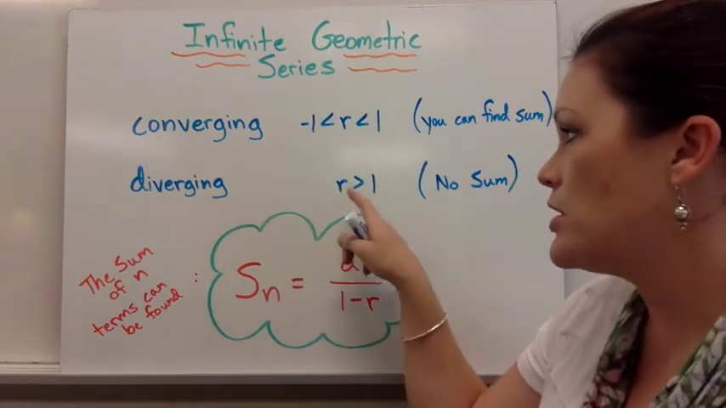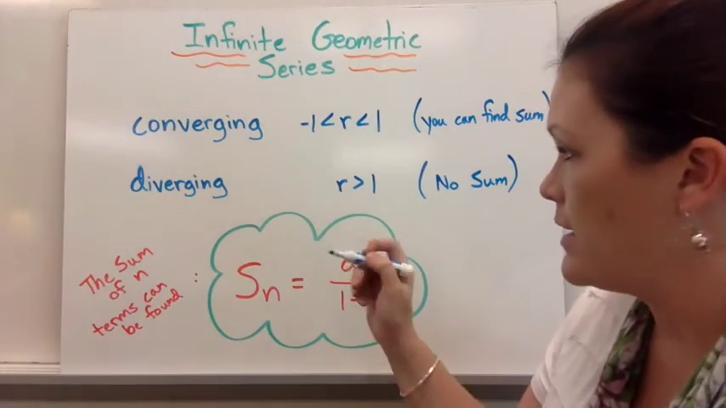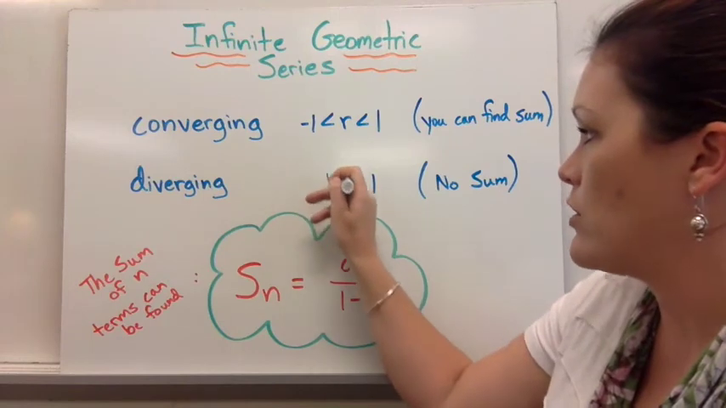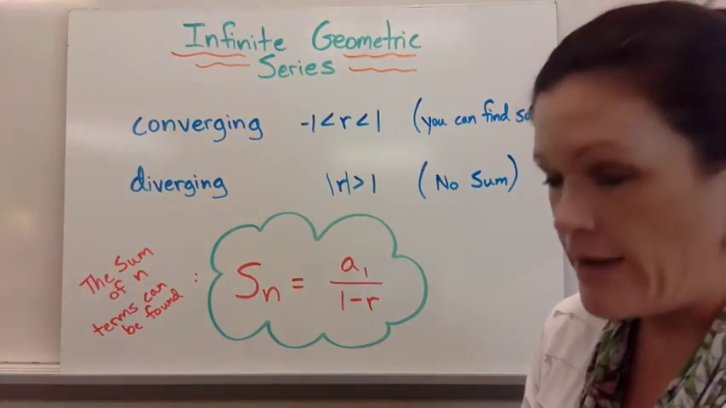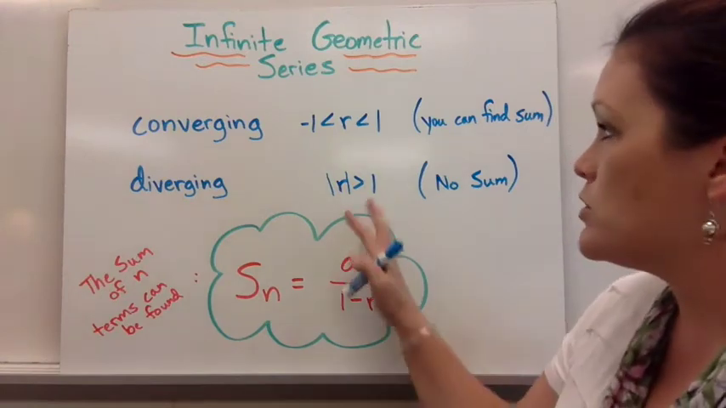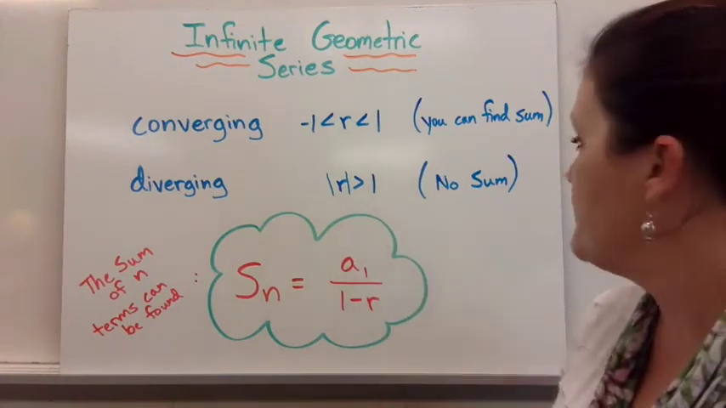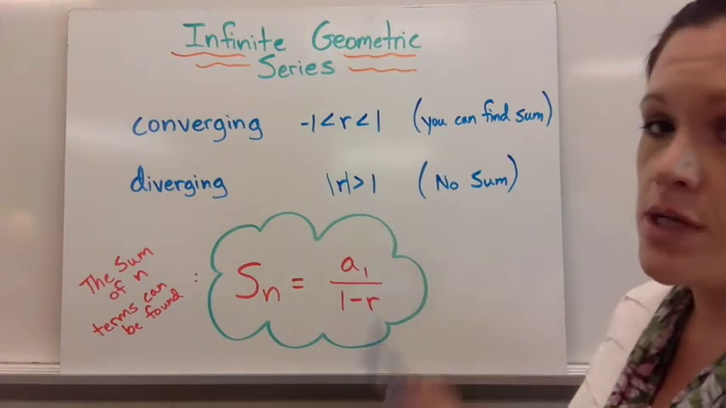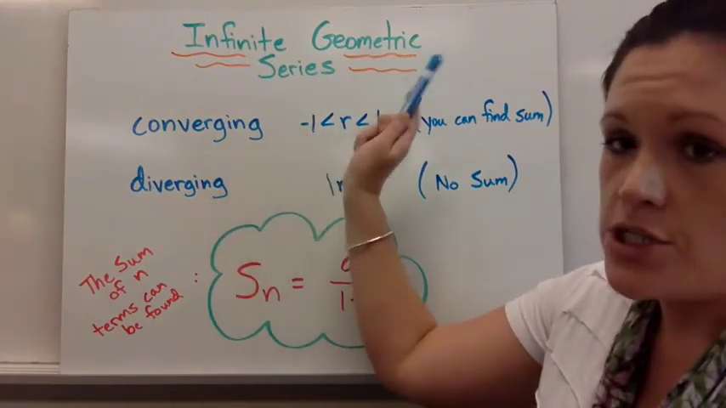If it's diverging, your R value is greater than 1. So we normally look at that as your absolute value of R. So even if it was a -2, it still would not work because it's diverging, because the absolute value of that would be 2, and that is greater than 1. So whether it's positive or negative, is it a bigger number than 1? And in that case, it would have no sum. So we don't find the sum of a diverging infinite geometric series.